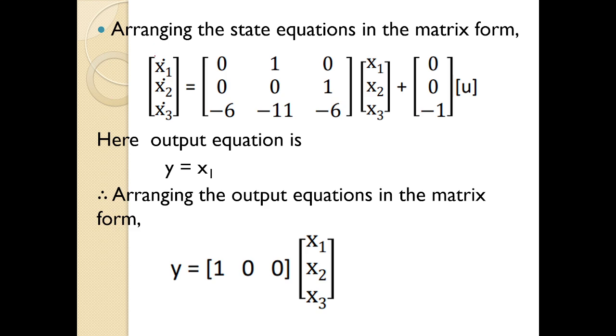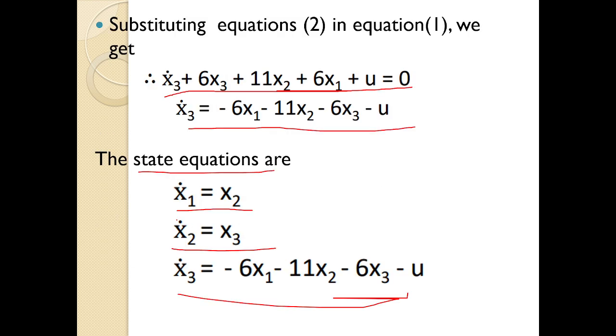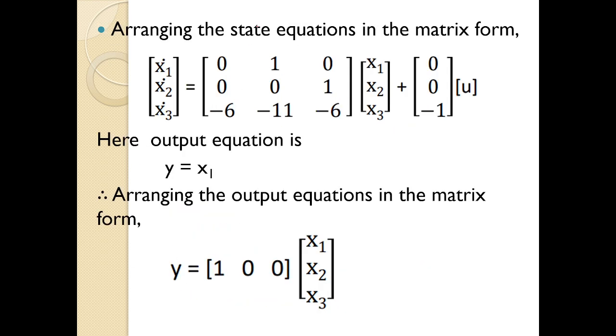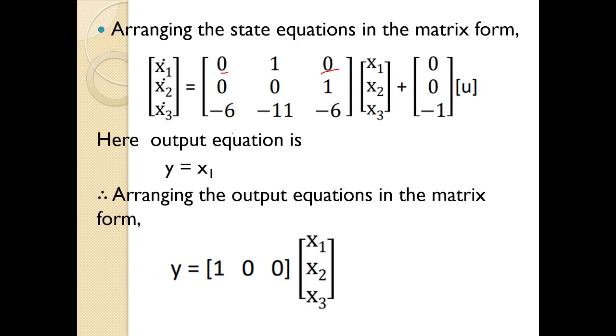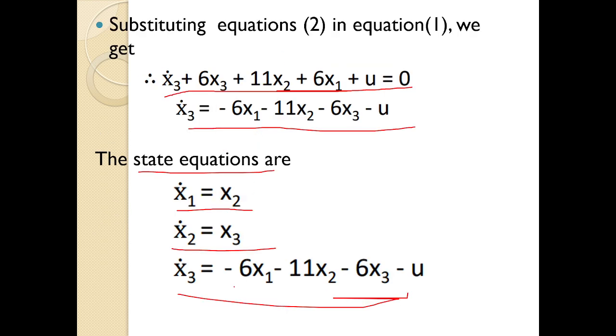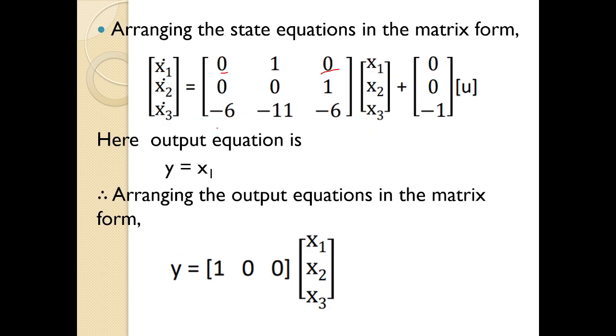So just write it down in matrix form. x1 dot, x2 dot, x3 dot is equal to this equation. x1 dot is equal to x2, so the coefficient of x1 and the coefficient of x3 is 0: 0, 1, 0. Similarly, x2 dot is equal to x3. Therefore, the coefficients of x1 and x2 are 0, 0, and 1. What about x3? The coefficient of x1 is minus 6, x2 is minus 11, x3 is minus 6. So minus 6, minus 11, minus 6.